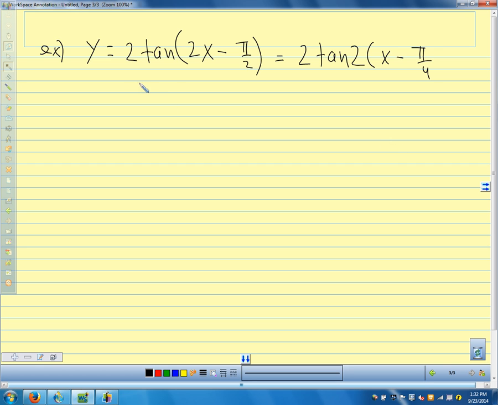So my a is 2, so we're going to get a vertical stretch of 2. Our period is pi over 2. And we're going to shift right by pi over 4 units. So that's all my information here. And then we're going to find our asymptotes.